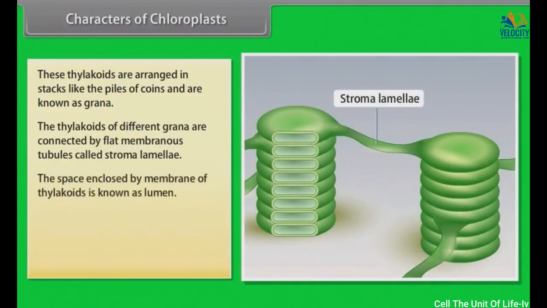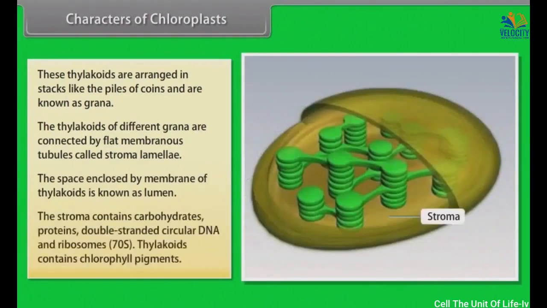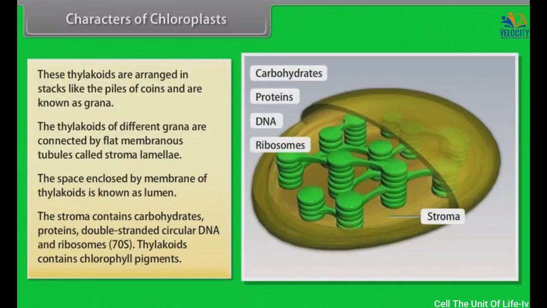The space enclosed by the membrane of thylakoids is known as lumen. The stroma contains carbohydrates, proteins, double-stranded circular DNA, and 70S ribosomes. Thylakoids contain chlorophyll pigments as well.